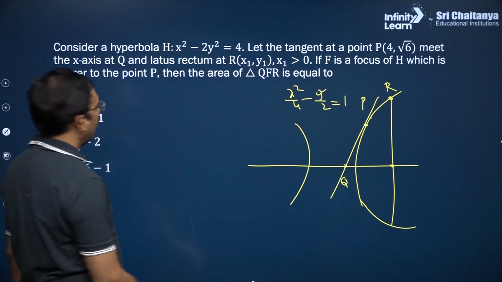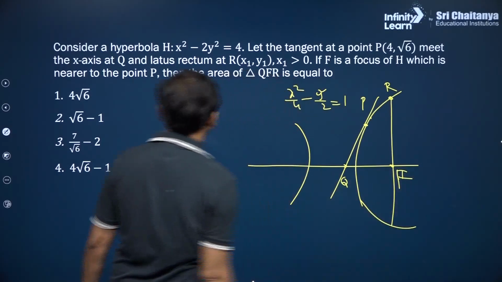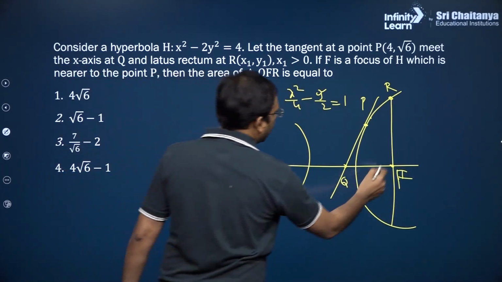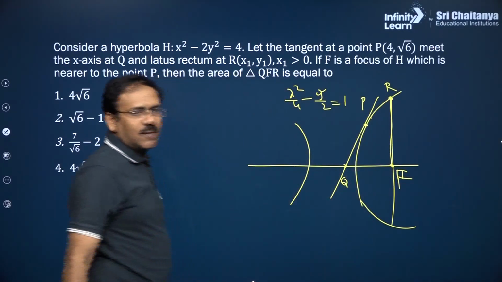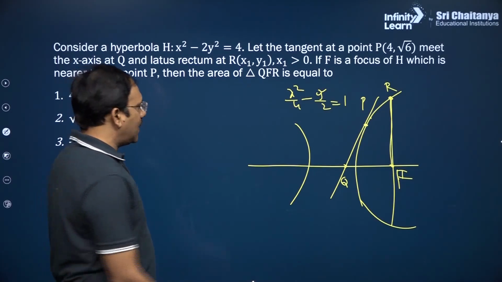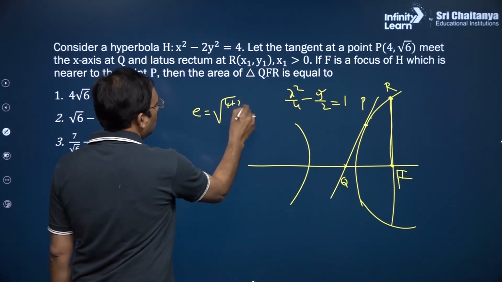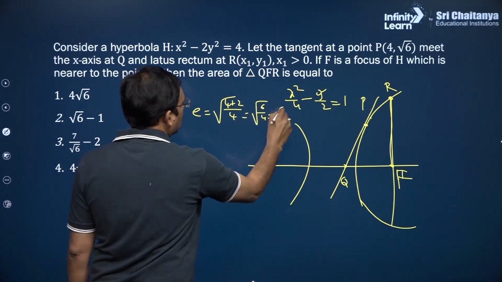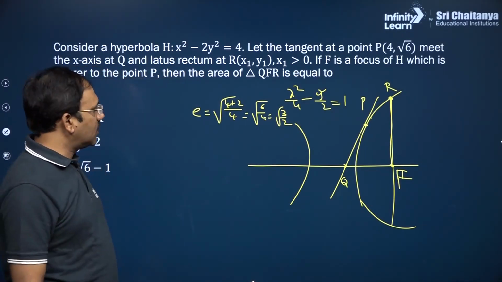F is the focus of H which is nearest to that point P, F is the focus, okay. Now the area of triangle QFR, this is simple as you just find this particular focus, that means you require eccentricity AE. How will you find eccentricity? Root of 4 plus 2 by 4 which is root of 6 by 4, which is root of 3 by 2 my dear friends, or root 6 by 2, that is fine.